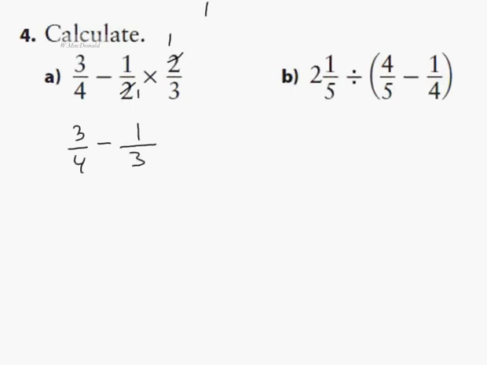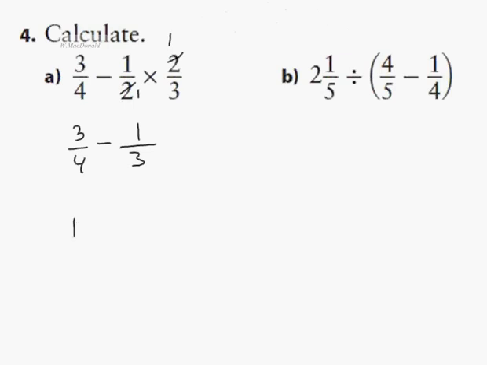Now, if you didn't cross reduce and you just kept it 1/2 times 2/3, and you multiplied your numerators and multiplied your denominators, you got 2 over 6, which reduces down to 1 over 3. But obviously, instead of doing all of that, cross reduction makes it a little bit easier. And I just go 1/3.